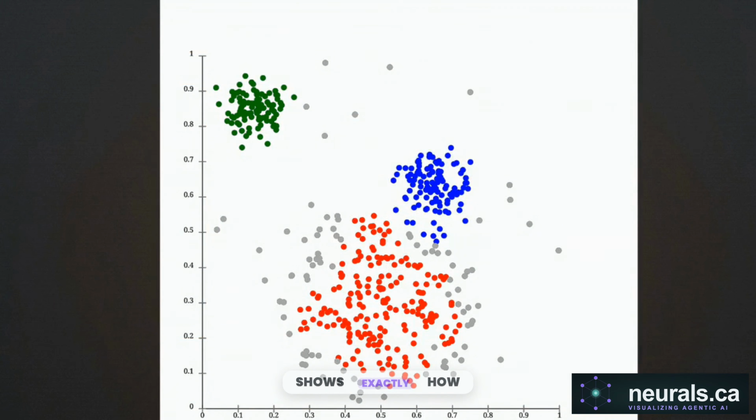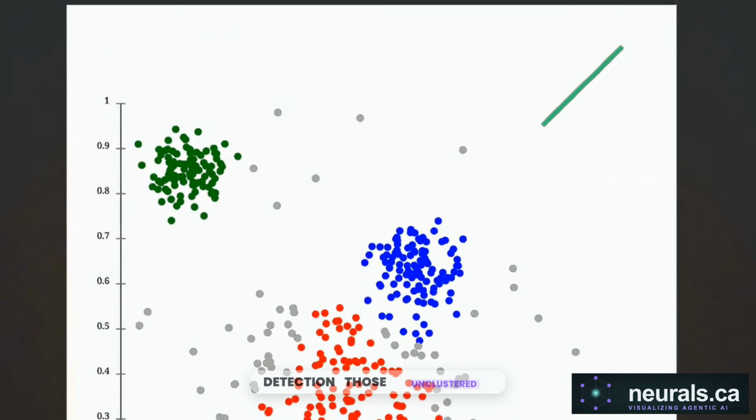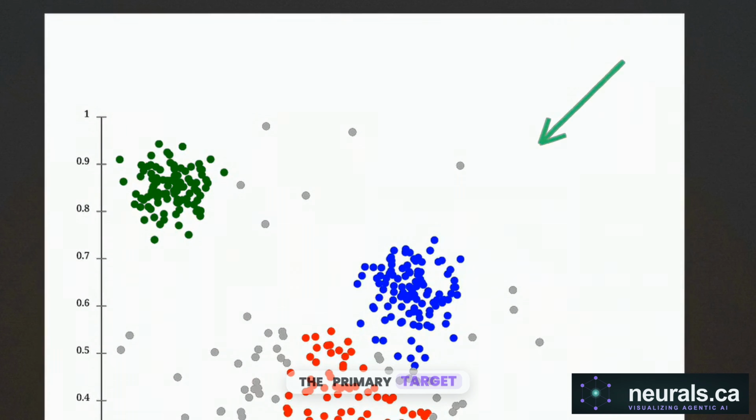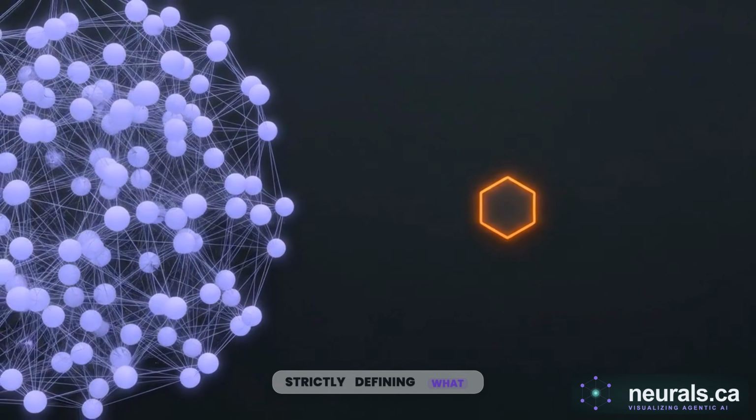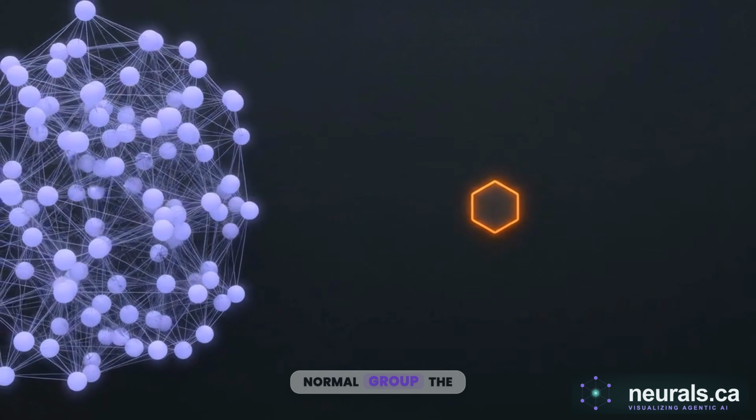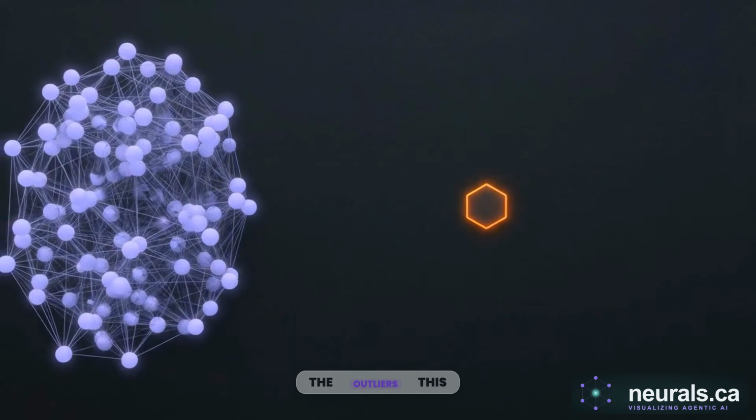The scatterplot shows exactly how the algorithm treats a raw dataset. While colored points group into organic shapes, the algorithm isolates scattered gray points at the fringes. In fraud detection, those unclustered gray dots are the primary target, isolating highly suspicious, standalone transactions. The utility of this approach lies in its exclusions. By strictly defining what constitutes a dense, normal group, the math automatically flags the outliers.